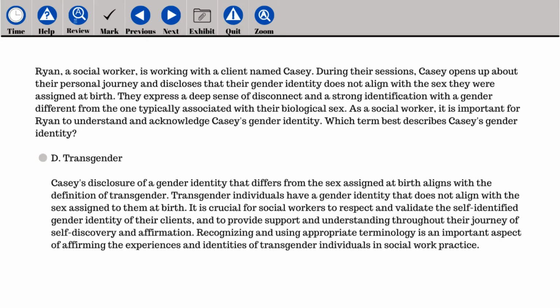D. Transgender. Casey's disclosure of a gender identity that differs from the sex assigned at birth aligns with the definition of transgender. Transgender individuals have a gender identity that does not align with the sex assigned to them at birth. It is crucial for social workers to respect and validate the self-identified gender identity of their clients, and to provide support and understanding throughout their journey of self-discovery and affirmation. Recognizing and using appropriate terminology is an important aspect of affirming the experiences and identities of transgender individuals in social work practice.